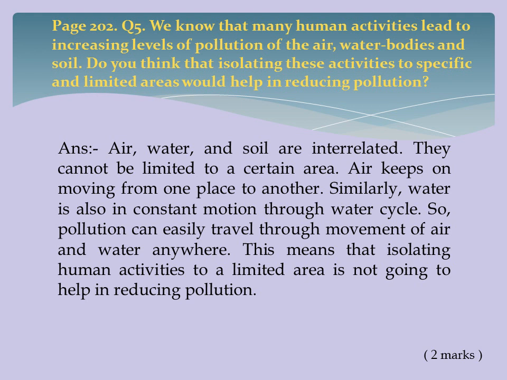Page number 202, question number 5. We know that many human activities lead to increasing levels of pollution of the air, water bodies and soil. Do you think that isolating these activities to specific and limited areas would help in reducing pollution? Answer: air, water and soil are interrelated. They cannot be limited to a certain area. Air keeps on moving from one place to another. Similarly, water is also in constant motion through the water cycle. So pollution can easily travel through movement of air and water anywhere. This means that isolating human activities to a limited area is not going to help in reducing pollution.